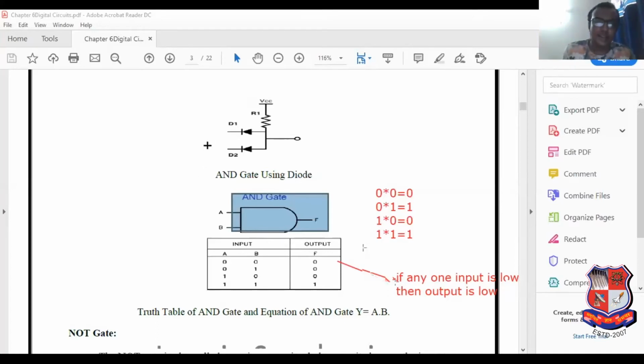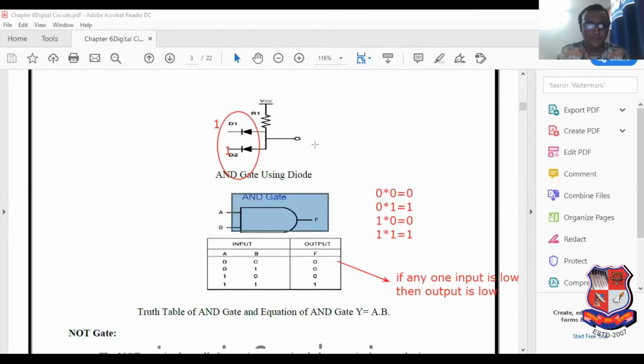Now this AND gate is developed with the help of diodes. See this, just change the position of the diode with respect to the OR gate, so you will be able to design the AND gate. Now if we apply one input here, and one input here, the scenario is changed. One is applied to the N terminal, so the diode acts as reverse biased.